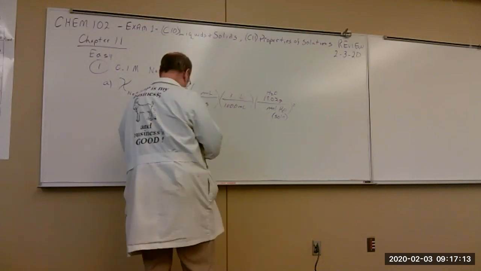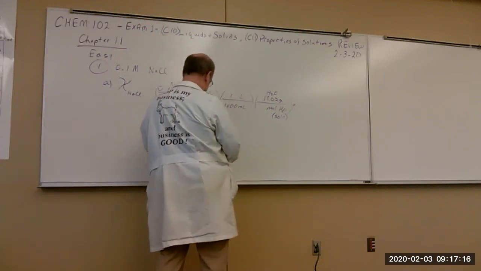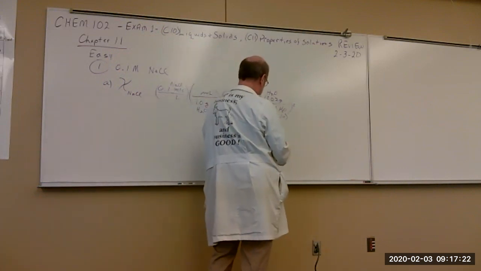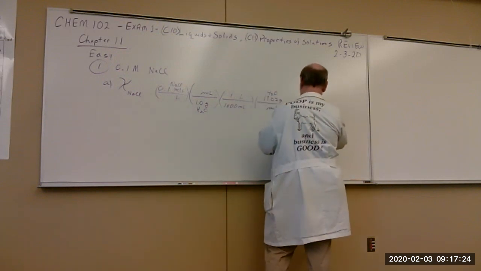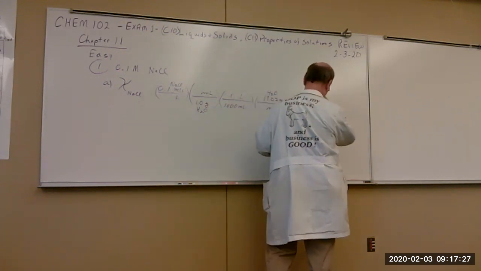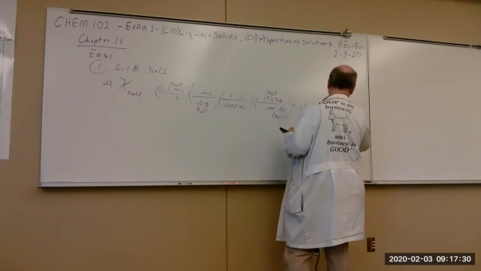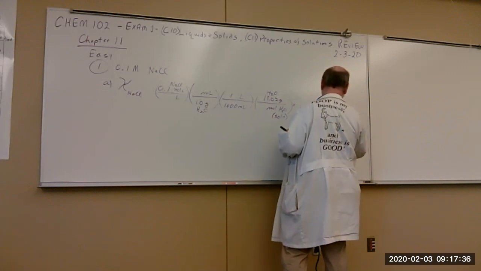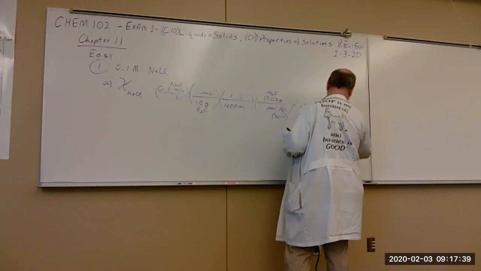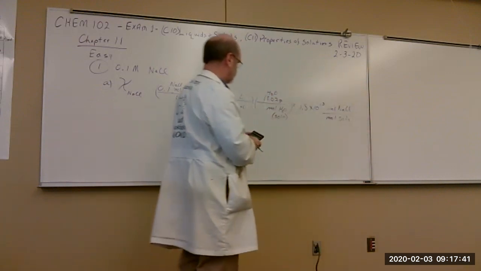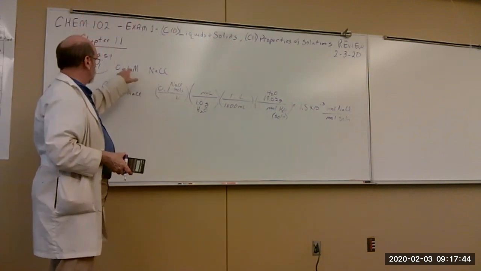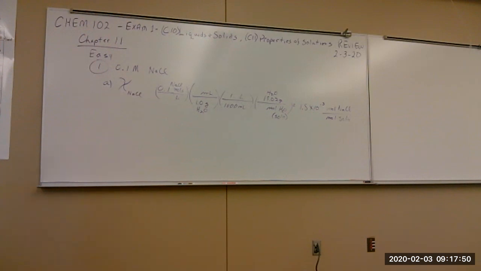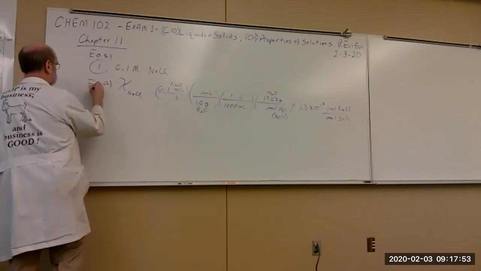Right? So we've got 0.1 and then 1,000 divided, and then times 18.02, and we get 1.8 times 10 to the minus third moles of sodium chloride per mole, we're saying, of mole solution. Right. So that's nowhere near 0.1 molar. So that means A is false. That doesn't work.